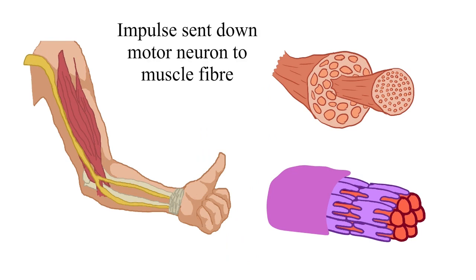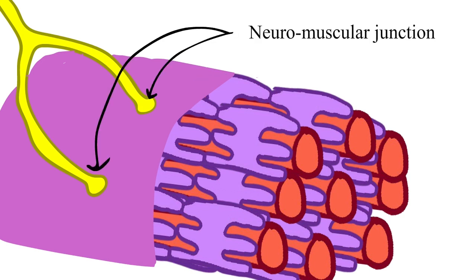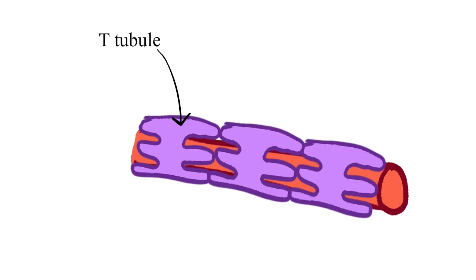When a nerve impulse is sent down the motor neuron to the muscle cell, it travels towards the individual muscle fibres. As the nerve impulse reaches the muscle fibres, acetylcholine is released, leading to the depolarization of the membrane, known as the sarcolemma. This interaction occurs at the neuromuscular junction, the site where the nerve impulses communicate with the muscle fibre. From the neuromuscular junction, the impulse continues its journey by travelling down the extensions of the sarcolemma, which are called T-tubules.